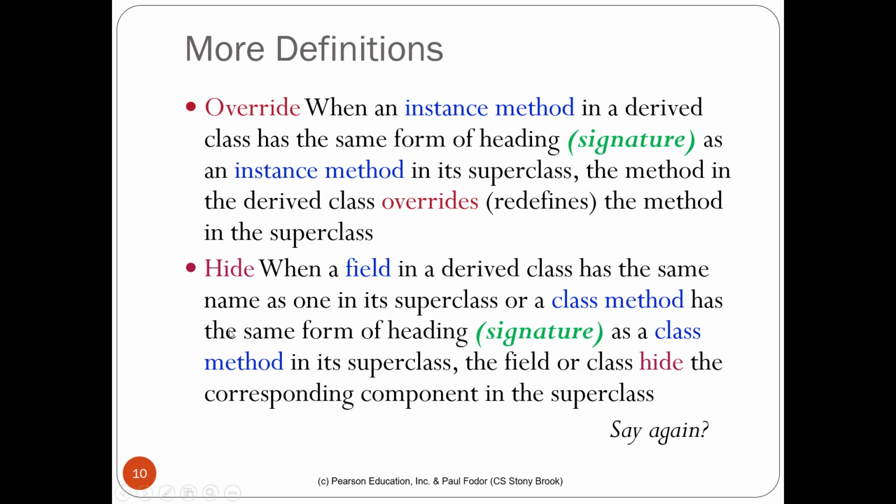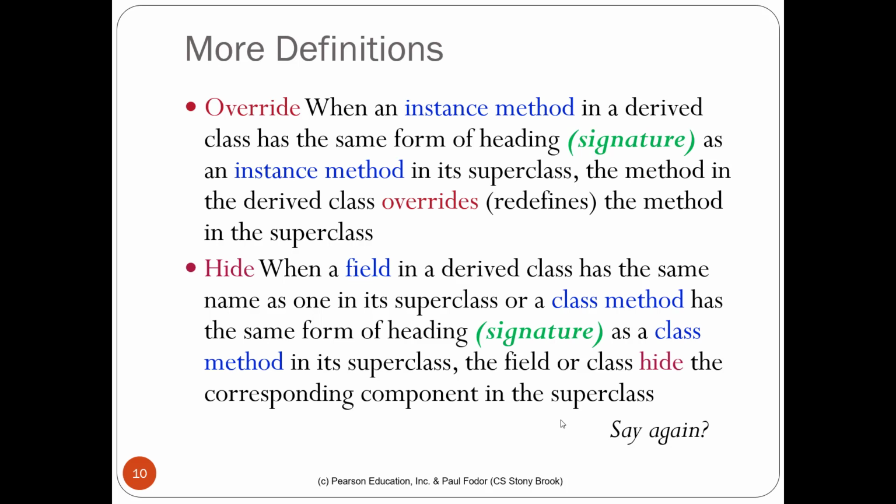When will that be a hiding? Well, when a field in the derived class has the same name as the one in its superclass, or a class method. Class method means a method which is static. So when a class method in the derived class has the same form of heading, which means the signature, as the class method, which means the static method in superclass, then the field or the class method will hide the corresponding components in the superclass. Okay, so this definition might be a little confusing.